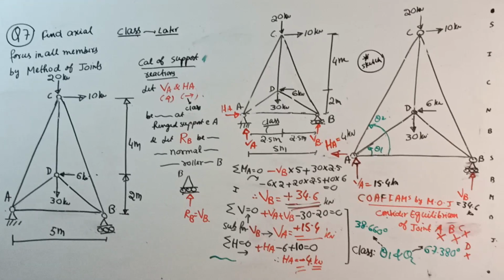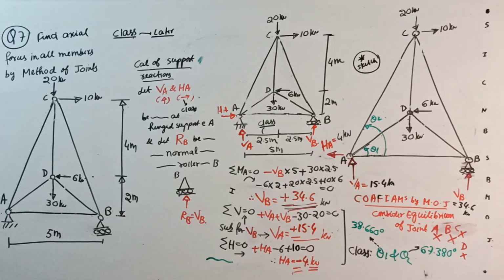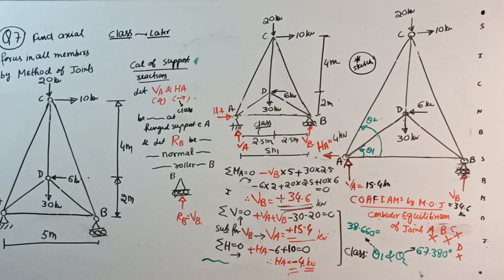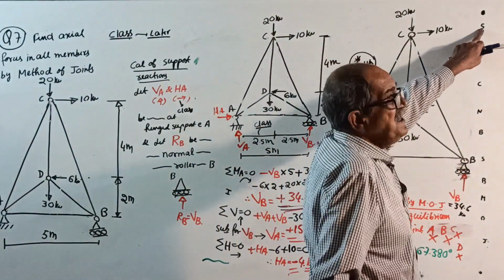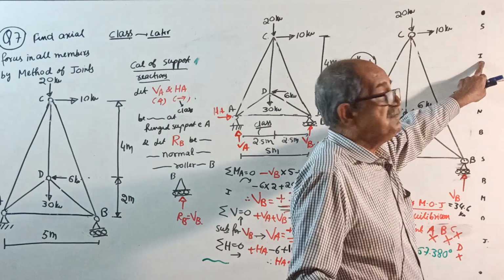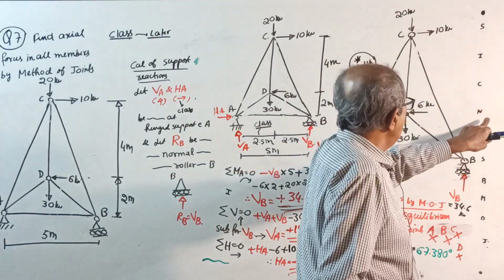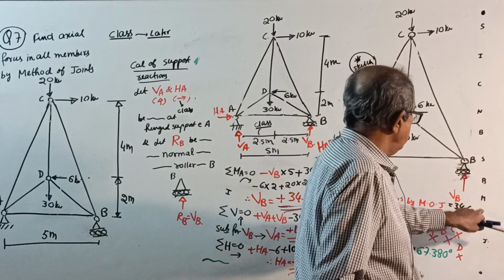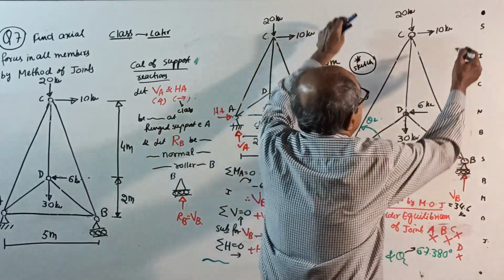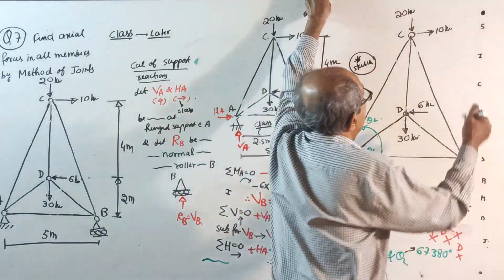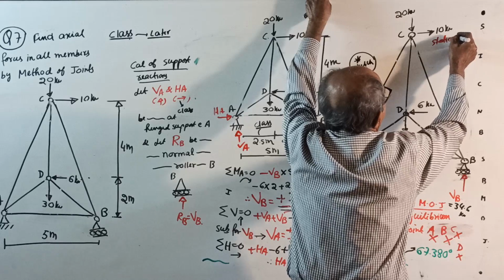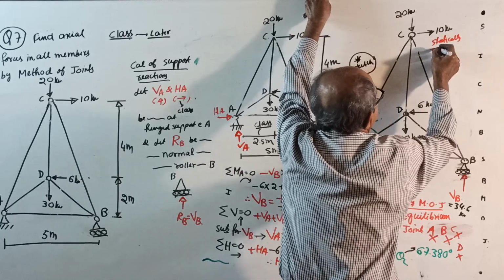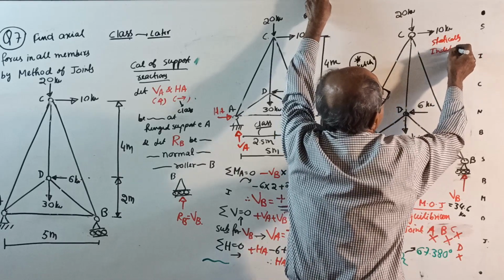See this way. Okay, see here. Now I will read it. What is that one? Statically indeterminate, cannot be solved by method of joints. The statement is, I wrote statically indeterminate.